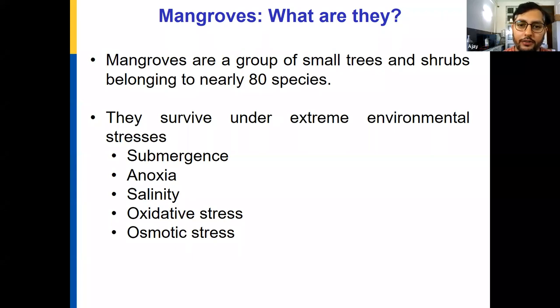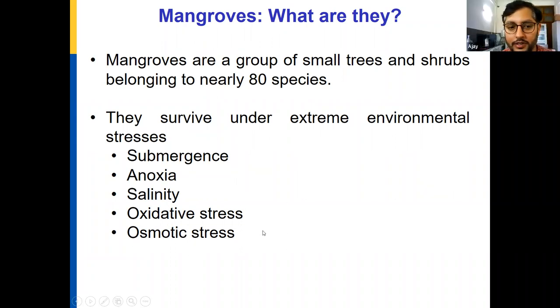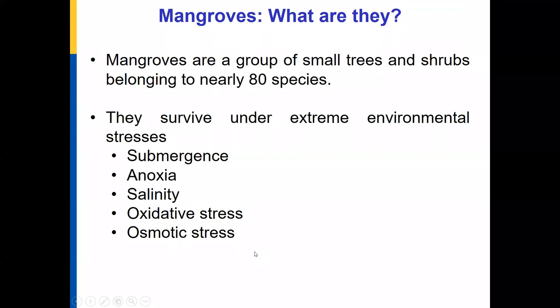If you ask me what mangroves are, they are a group of small trees and shrubs belonging to nearly 80 species of flowering plants. The most peculiar condition of these mangroves is that they survive under extreme environmental stresses, which include submergence, anoxia, salinity, oxidative stress, and osmotic stress. This is different from other plants.